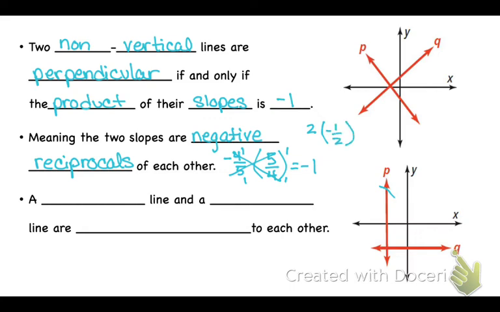When you switch it, you automatically change it from positive to negative. That's the negative part of it. Then the 2s would reduce to 1, and I'm left with -1. See how that works?